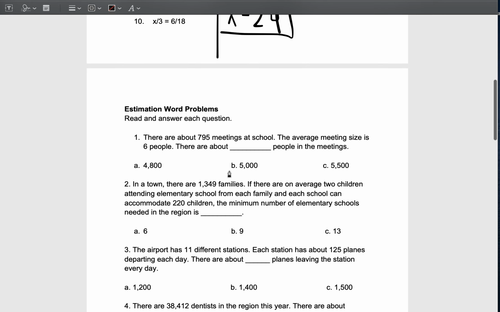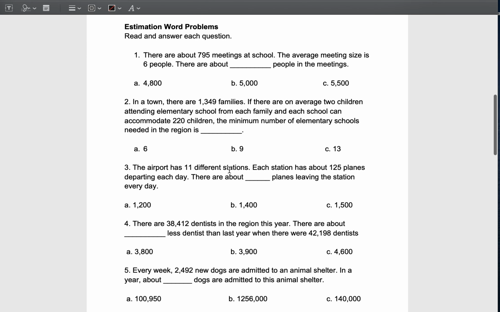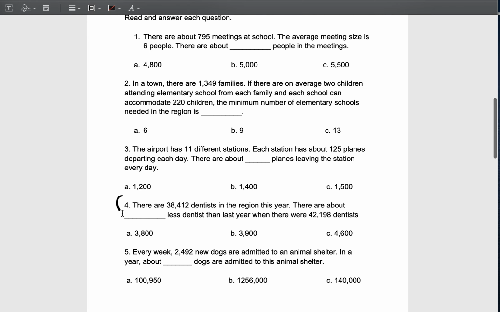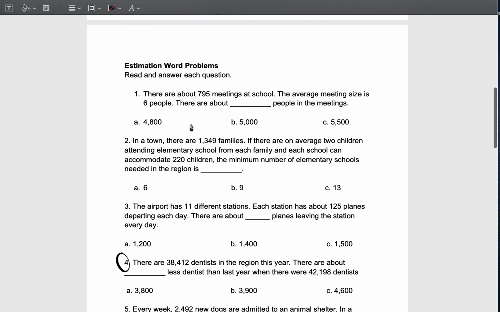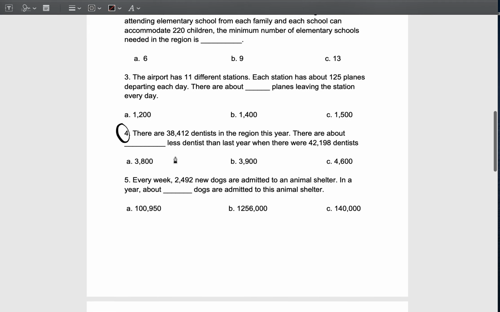Okay, next question, estimating word problems. So let's do number 4. It says there are 38,412 dentists in the region this year. There are about blank fewer dentists than last year when there were 42,198. So since it's estimating, we're going to think of this 38,412 as 38,400, because we're just rounding down to the nearest hundred.